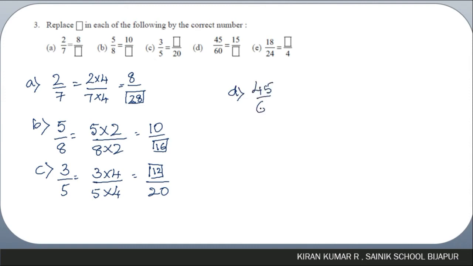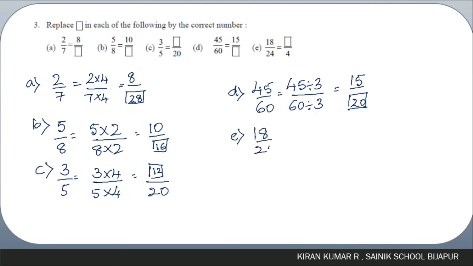45 by 60 equals 15 by empty box. How do we get 15 here? When 45 is divided by 3, we get 15. So 60 has to be divided by 3 to get 20. 20 is the right answer for that box.